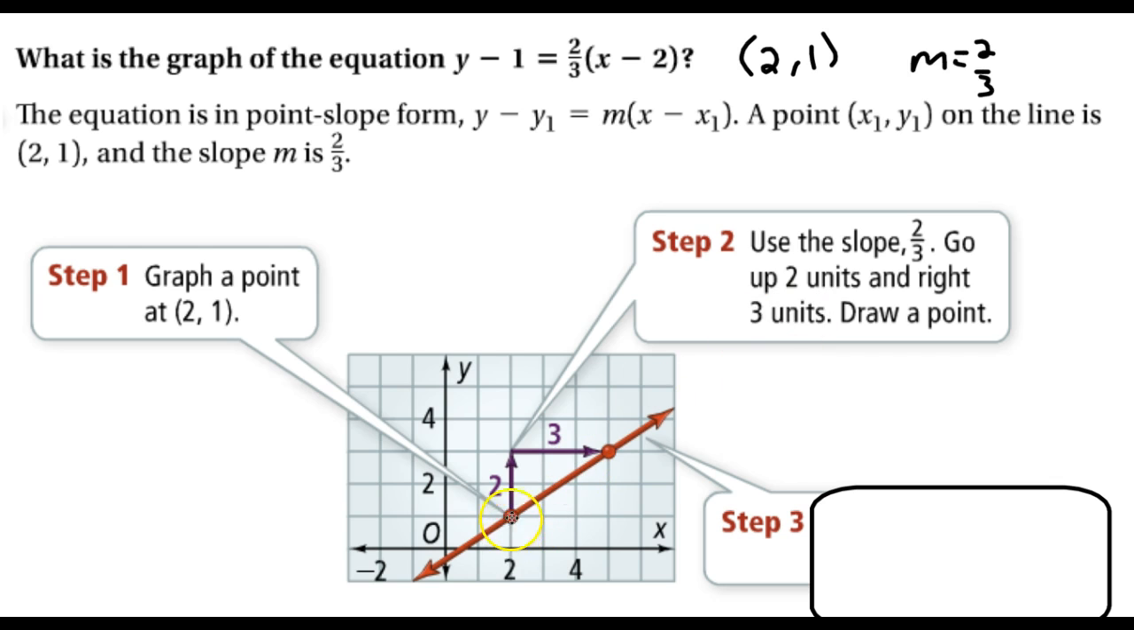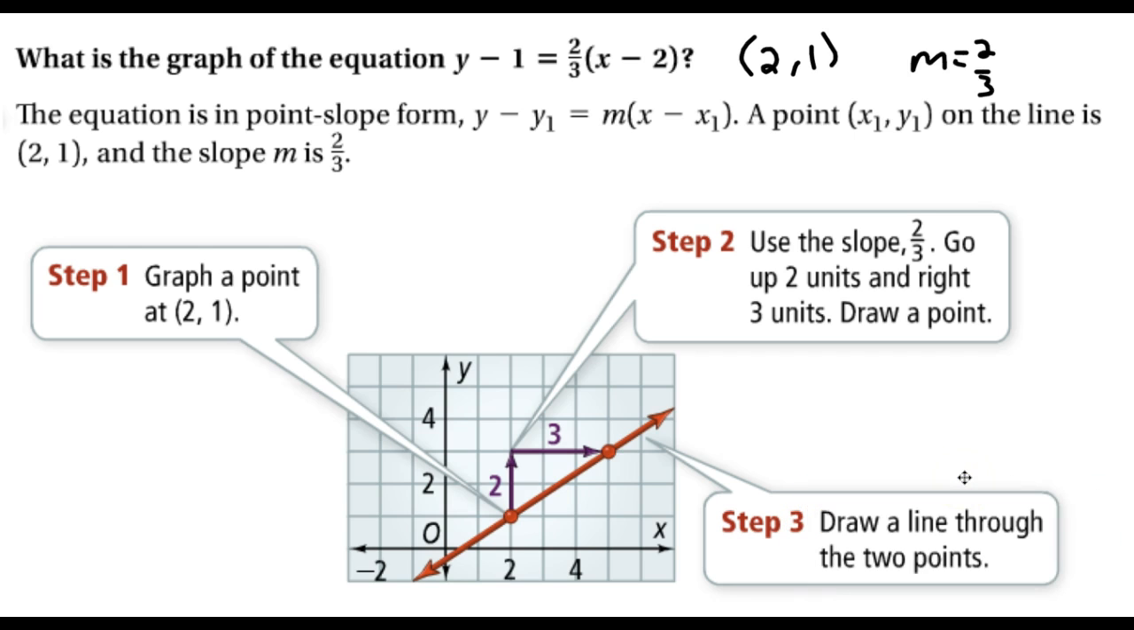So using the slope, you go up 2/3. Boom, you find your second point. You only need 2 points to draw a line, so after that you can draw a line through the 2 points. Notice we didn't need to use the y-intercept. Why is this helpful? Well, what if we use this in y equals mx plus b?